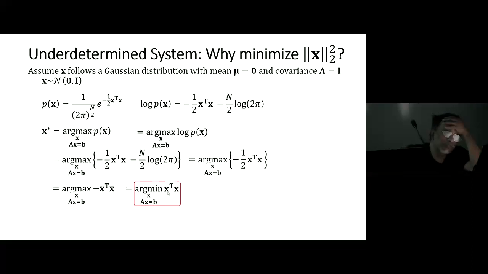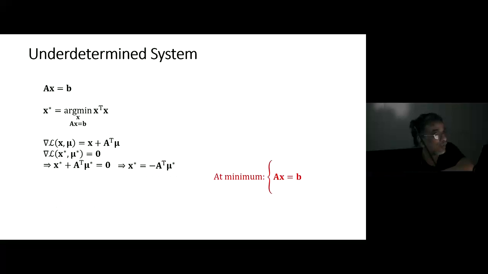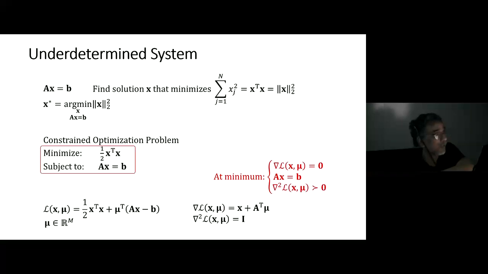So I want to find the min norm solution. x transpose x is the L2 norm squared, right? That's why I want to minimize the L2 norm of x squared subject to Ax equals b, which is what I started off with: minimize half x transpose x subject to Ax equals b. Did you guys get that?